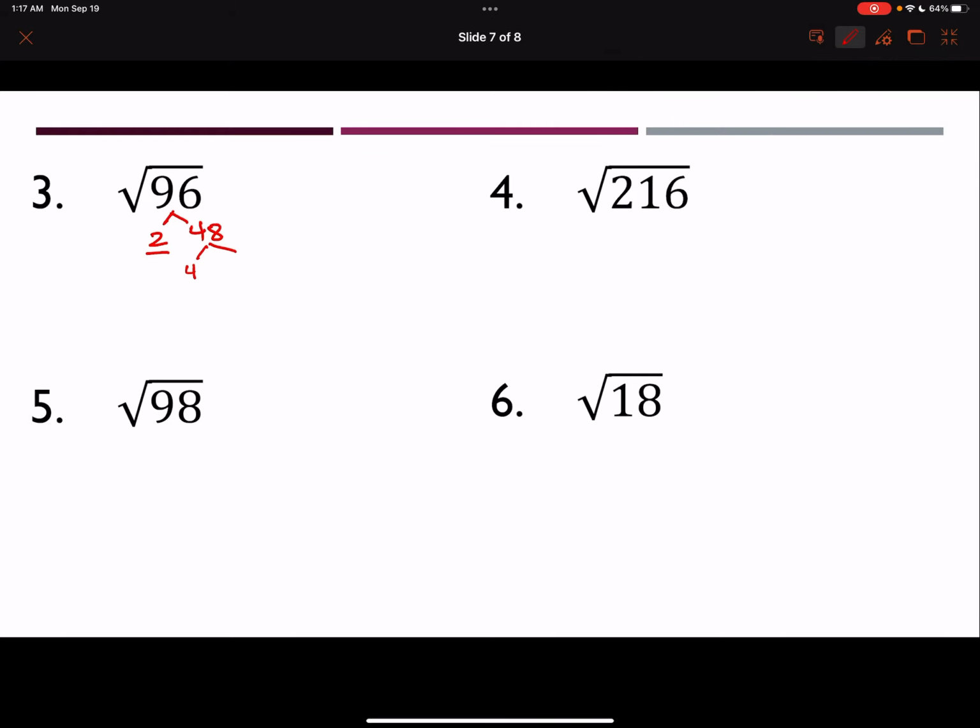So 48 is going to be 4 times 12, right? 4 is 2 times 2. These again are prime. 12 I can make into 6 times 2, and 6 is 3 and 2. All right, so there's all my prime factors. I actually have a lot of them. So square root of 96, if I count, I have 1, 2, 3, 4, 5 2's. And then I have a 3.